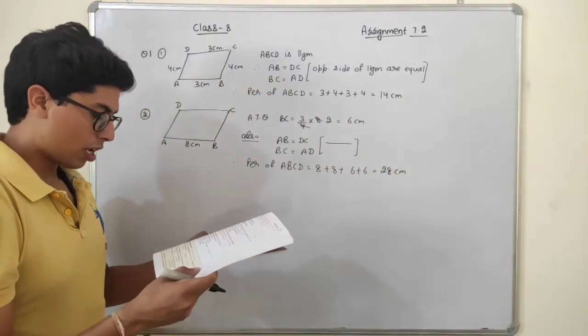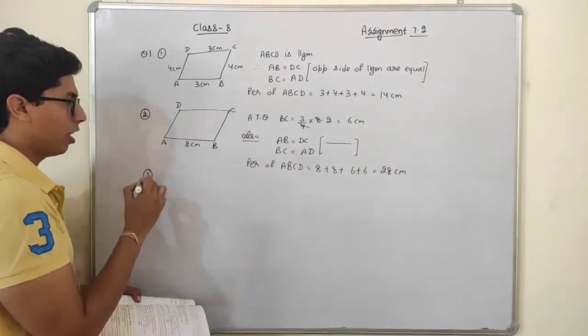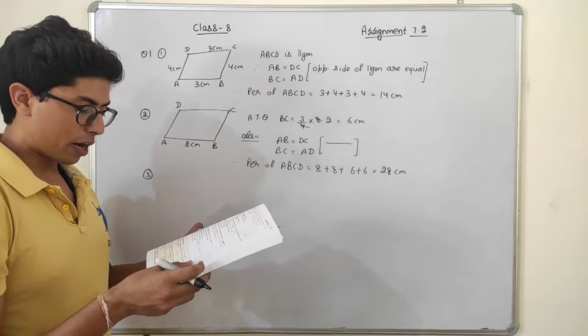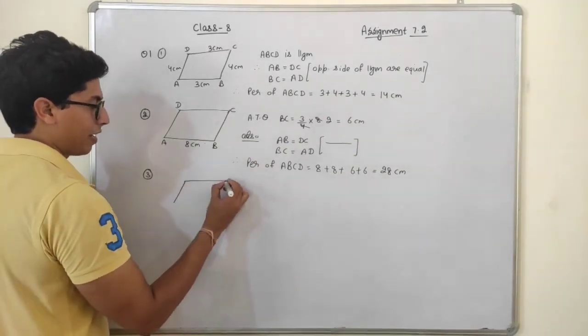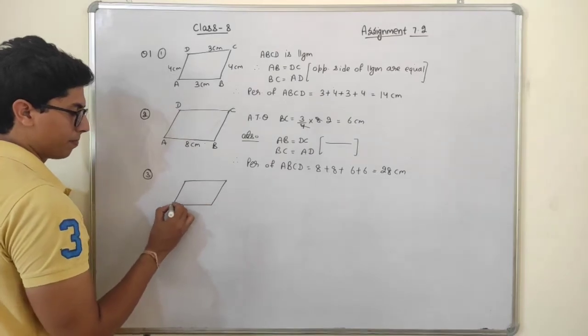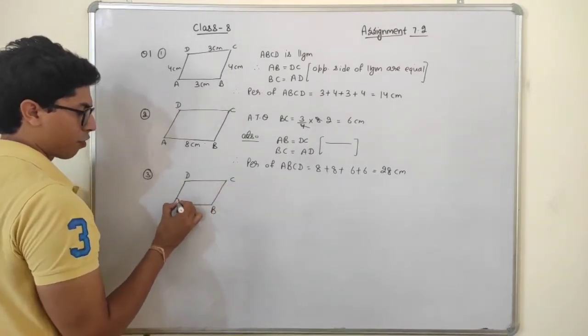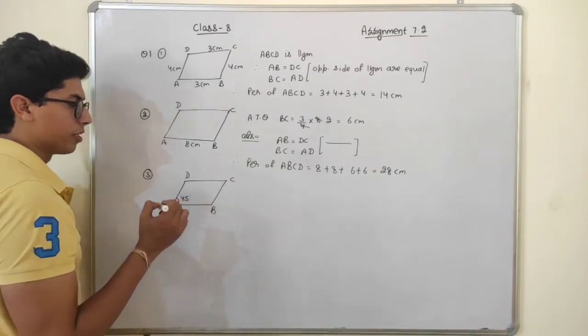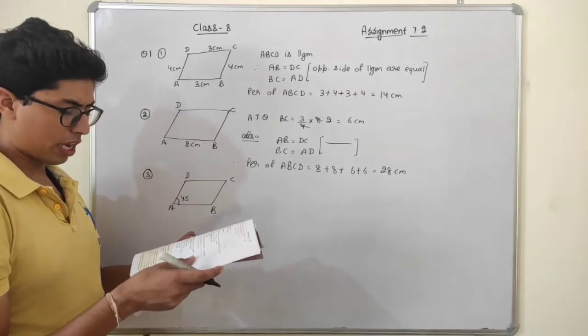Okay, students. Now moving forward to the third part, students. In third part, in a parallelogram ABCD, angle A is 45 degree. Okay. If I take ABCD a parallelogram, angle A is 45 degree. It is given in the question. Okay, students. Now, I have to find out the other angles.